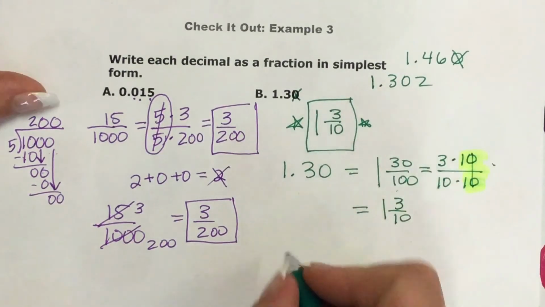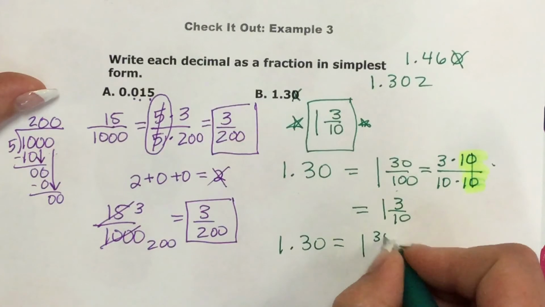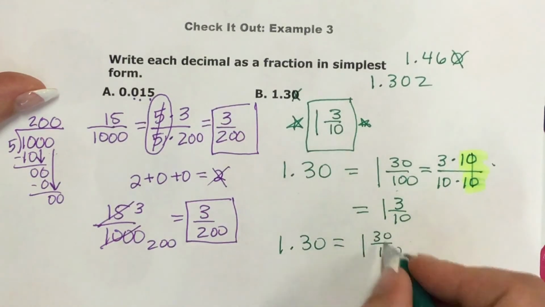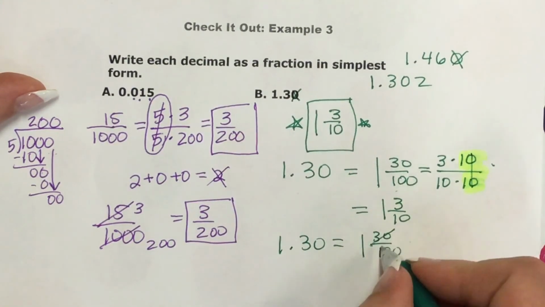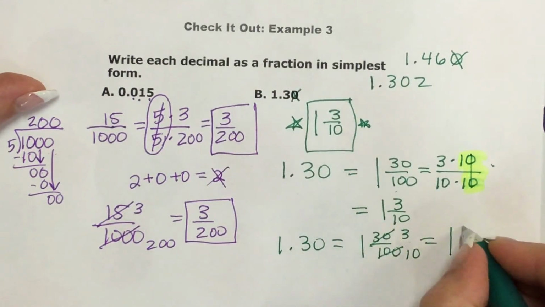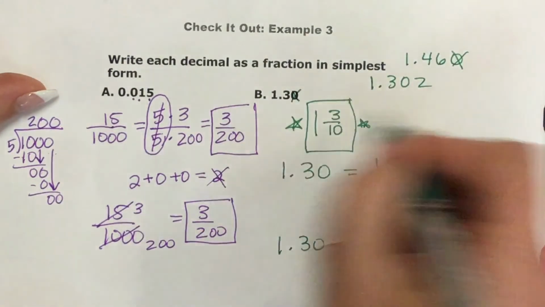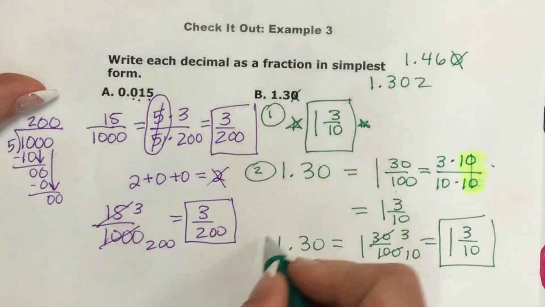But I would be totally okay if you had 1.30, you changed that into 1 30 100ths, and then you said, hey, I know 10 goes into both of those. 10 goes into 30 3 times, 10 goes into 100 10 times, the answer is 1 3/10. So if you did it, this is one way, this is a second way, this is a third way.